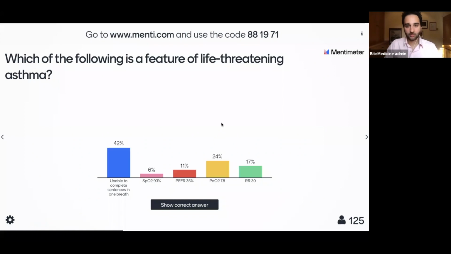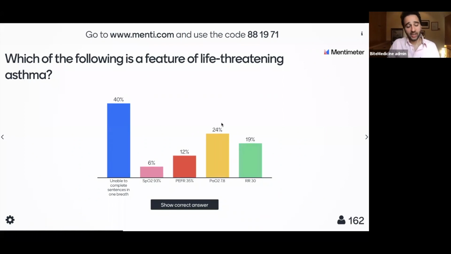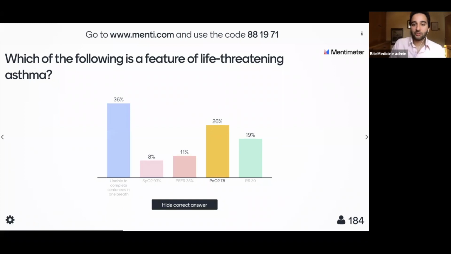Okay, so what do you guys think? Okay. PaO2 of 7.8 is a life-threatening feature of asthma. So once again, a tricky question. So let's have a think about why that is and how we differentiate between the different classifications of asthma.